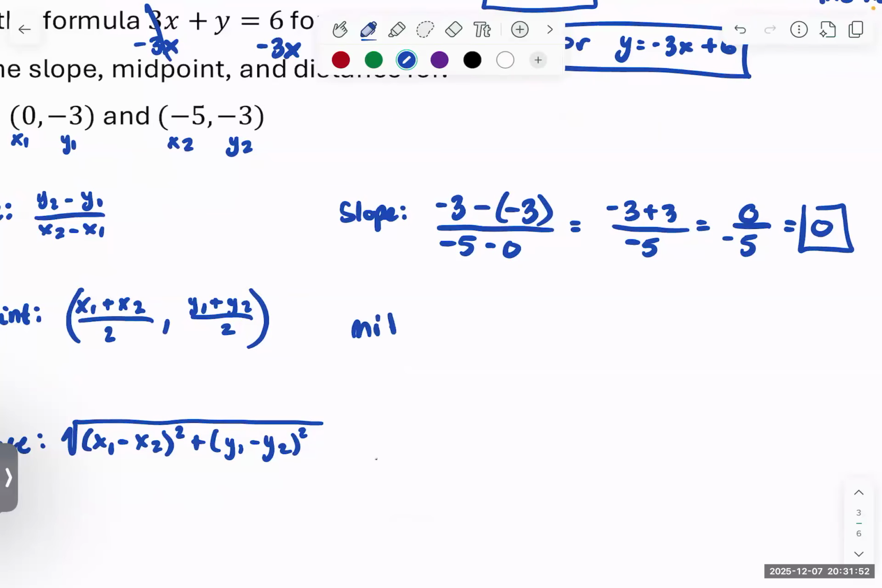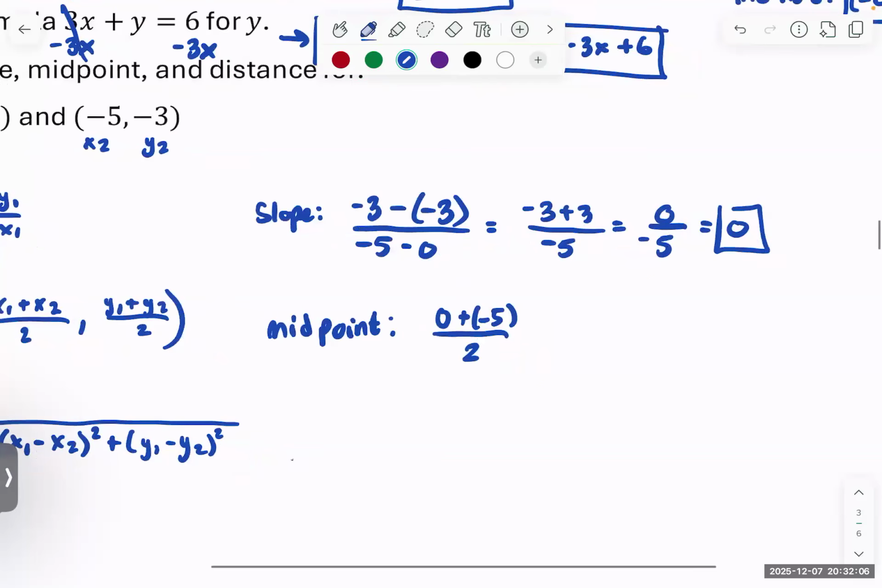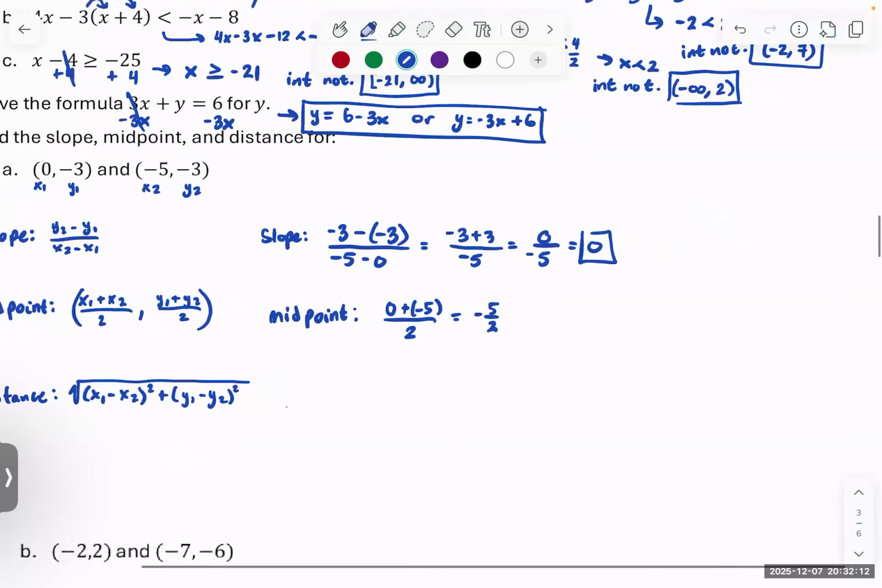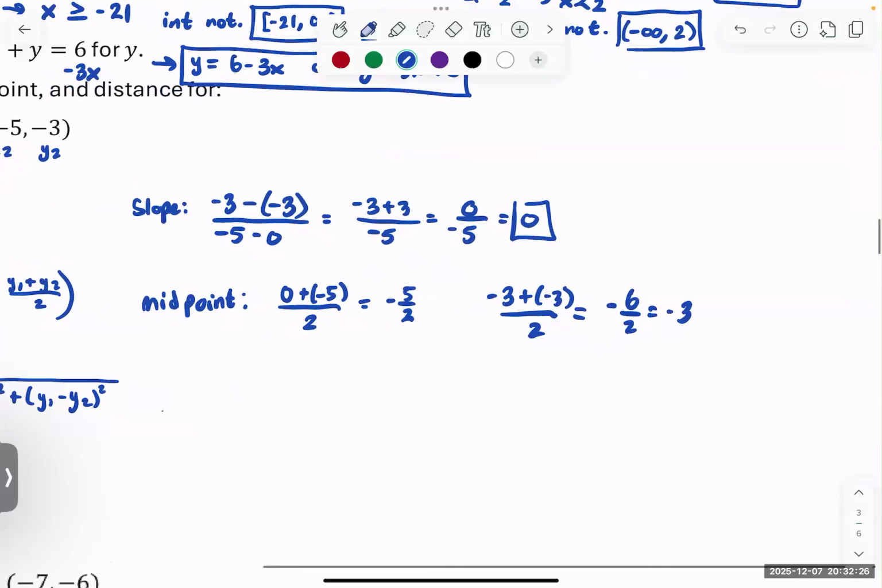Midpoint of these 2 points is, so x2 plus x1, so it's 0 plus negative 5 over 2, which is equal to just negative 5 over 2. And then negative 3 plus a negative 3 over 2, which is just negative 6 over 2, which is just negative 3. So the midpoint here is parenthesis negative 5 over 2, comma, negative 3.